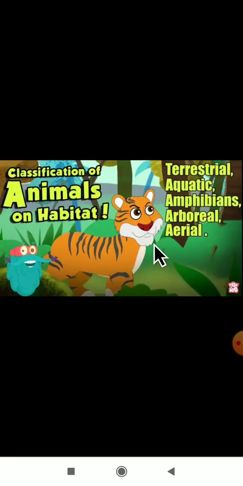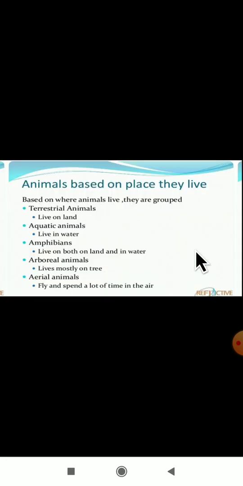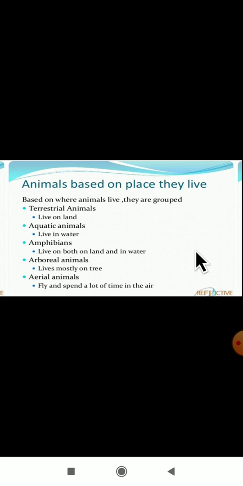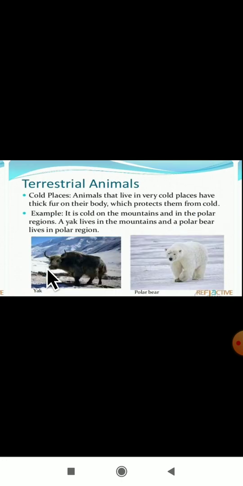As you all know, animals are categorized into different types on the basis of habitat. On the basis of habitat, animals are categorized into terrestrial animals, aquatic animals, amphibians, arboreal and aerial. In the last video class, we studied the terrestrial animals. Terrestrial animals are the animals which live on land. For example, elephant, cat, dog, lion and camel. Where will these animals live? They will live on land. So the animals which live on land are known as terrestrial animals.